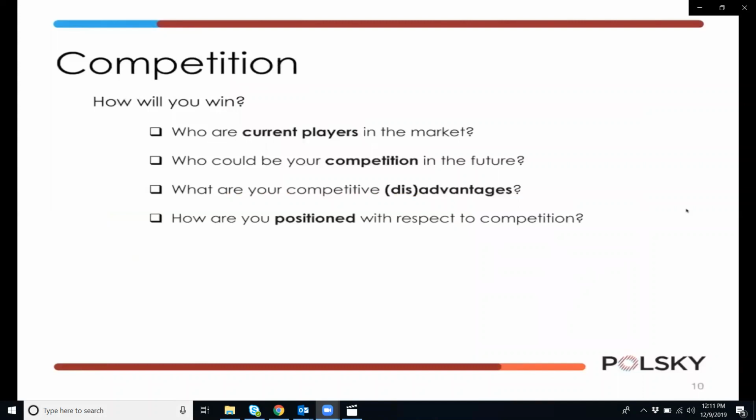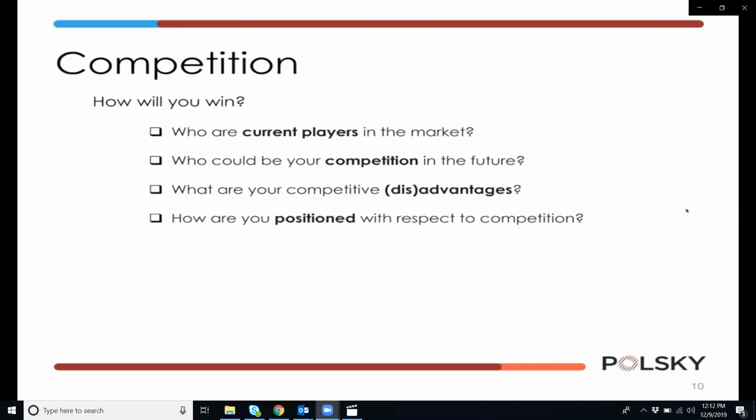Obviously, you have to think about who else is out there in the marketplace. One of the big mistakes that entrepreneurs make is they say, oh, well, there's no competition because there's nobody doing exactly what we're doing with the exact features or combination of features. But every business has some form of competition, whether it's direct competition, indirect competition, substitutes. Your customers are solving their problem today somehow. So who are the players in the market? Who might your competition be in the future? And then what specifically are your competitive advantages relative to the competition?